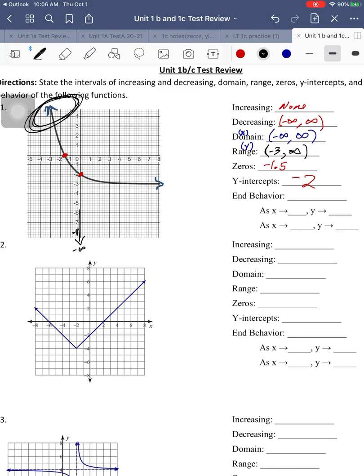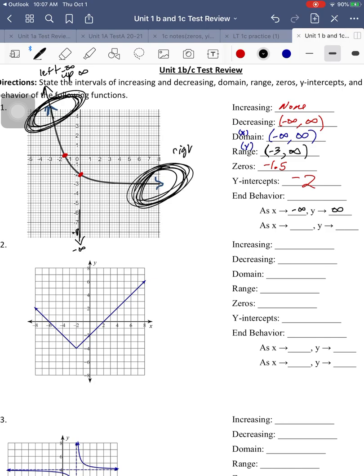End behavior. Now we're talking about the ends of the graph: the left end and the right end. So start with the left. Which two directions is it going? This arrow is going left and up. How far left will it go? It'll continue left forever, to negative infinity. How far up will it go? It'll continue to infinity. So as x goes to negative infinity, that's the left, y is going to go up to positive infinity.